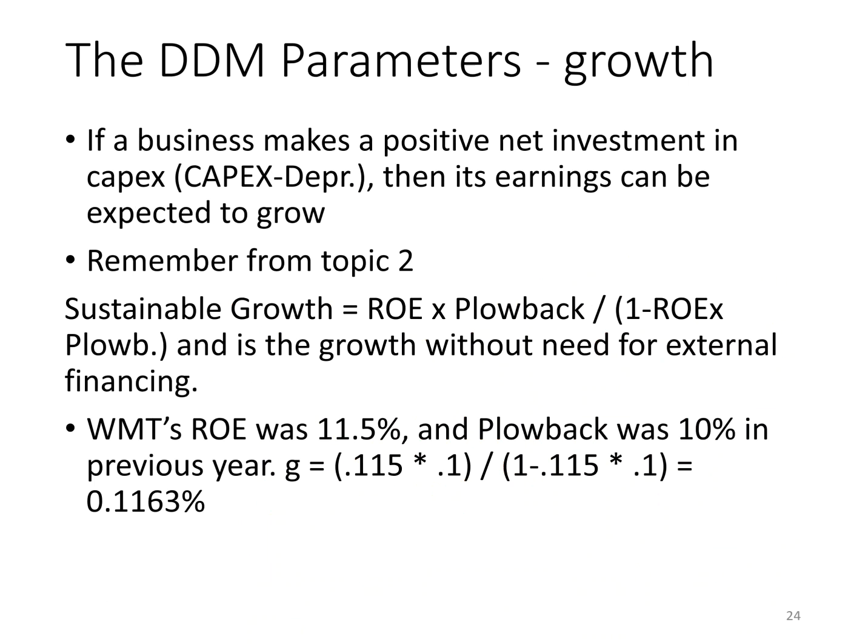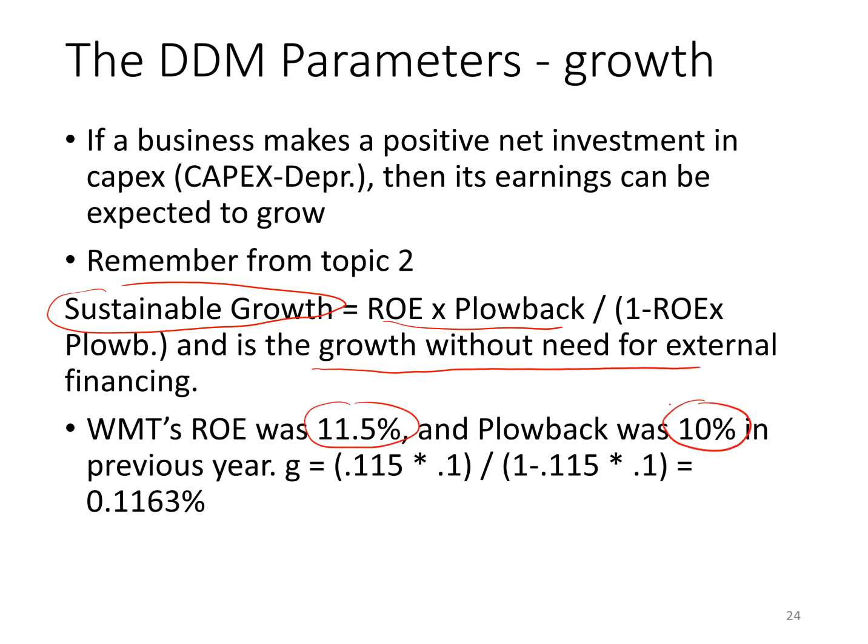Another number that people use when estimating growth is sustainable growth. You remember that from topic 2. ROE times plowback divided by 1 minus ROE times plowback, and it's how much growth you can get without the need for external financing. So if I just use that measure, Walmart's ROE was 11.5% and was plowing back only 10% of its earnings. So the other 90% are being paid out as a dividend. So basically that 10% they're plowing back is earning 11.5%. And what that turns out to be is that the company should only be able to grow 1.1 or 0.1%.